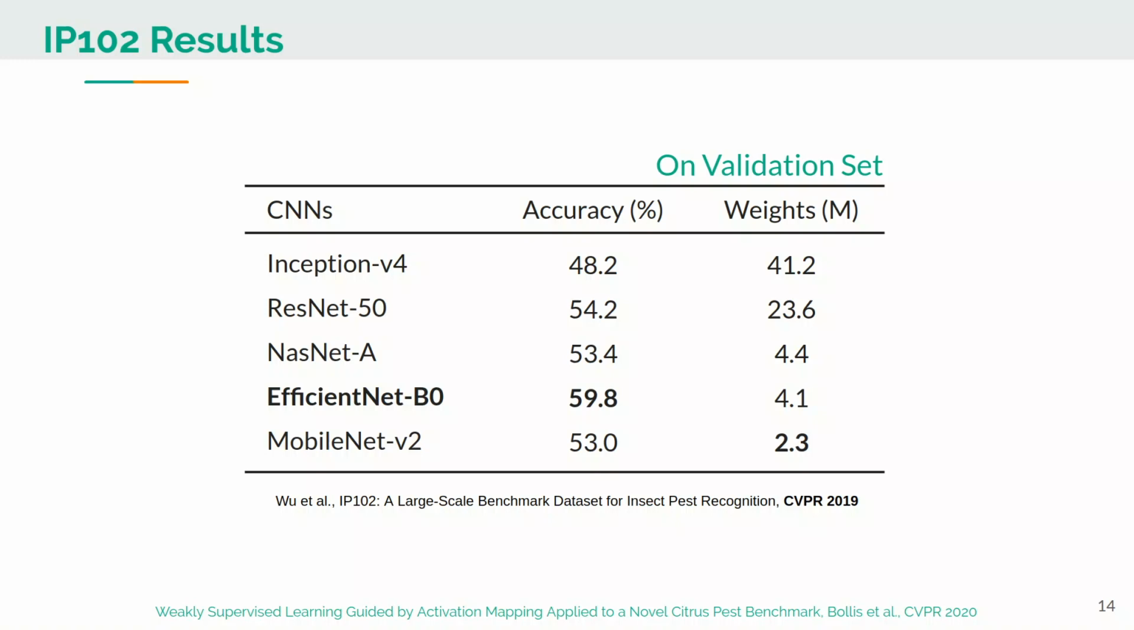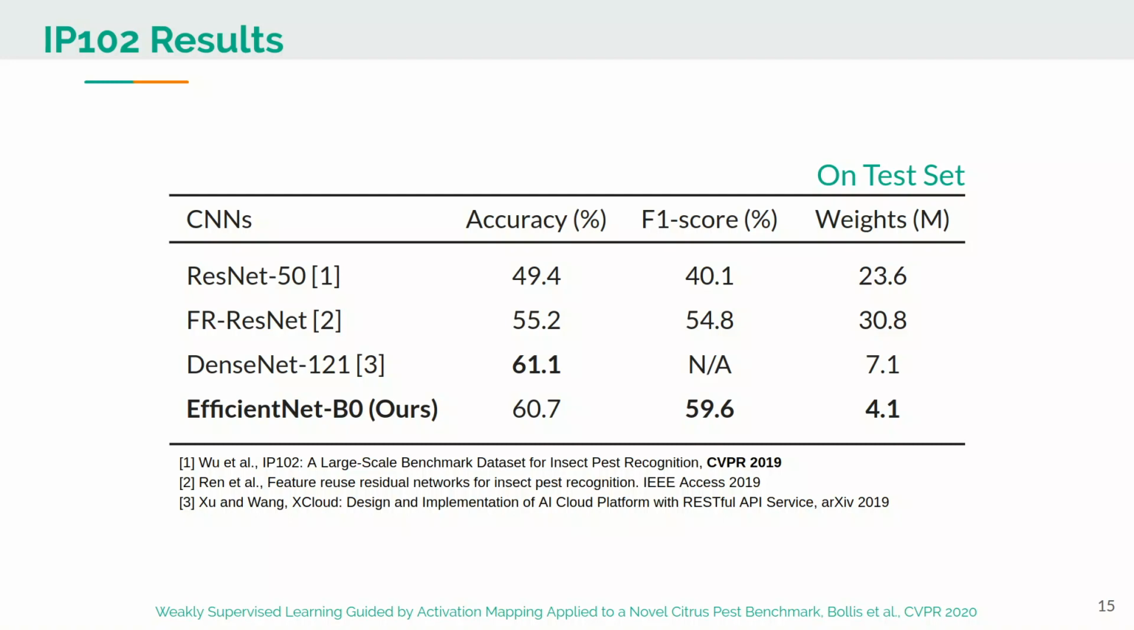To choose the most suitable architecture for our MIL method, we use the validation set from the IP102, and we found EfficientNet as the best accuracy outcome in relation to the number of parameters. Then we compared the results of EfficientNet to the literature using the test sets. We improved the state of the art on the IP102 dataset with a model with fewer parameters.